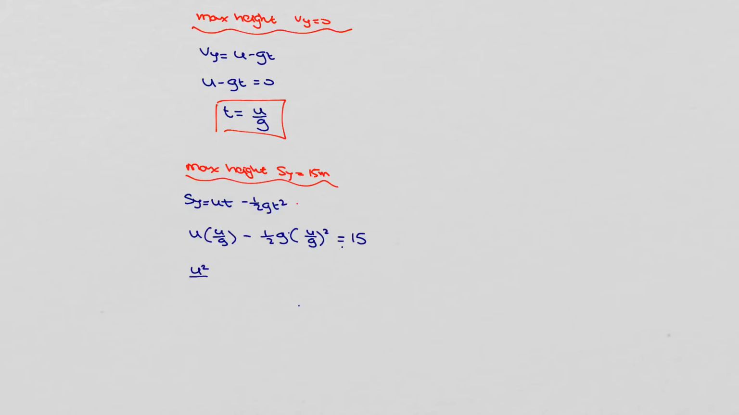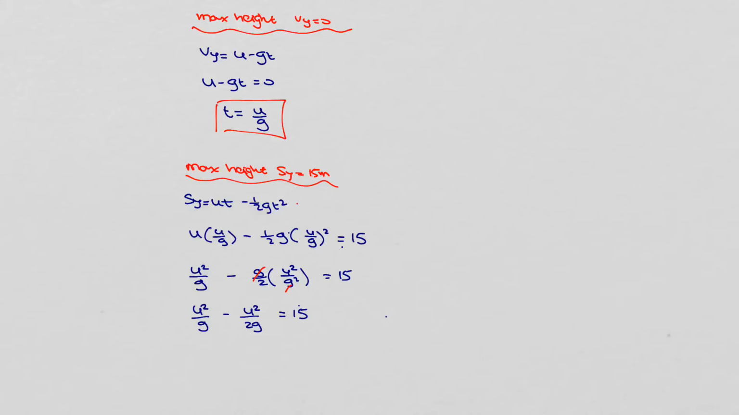So I have u squared over g minus u squared, so g over 2, so half g, times u squared over g squared equals 15. And g will go into g squared once, so that leaves me with u squared over g minus u squared over 2g equals 15.